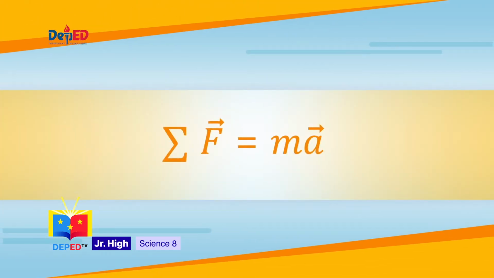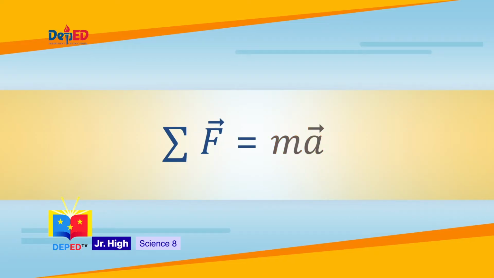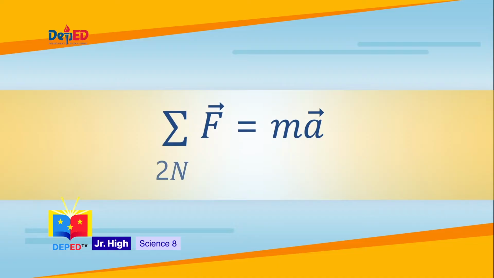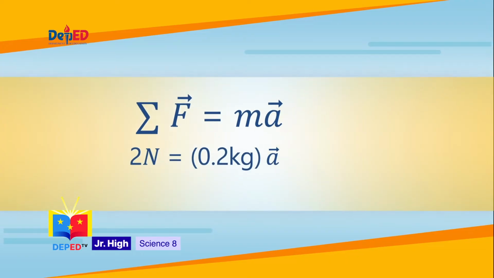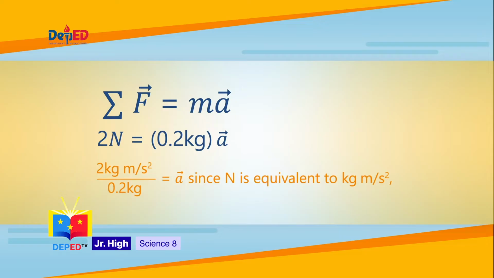After converting, let's solve for the acceleration. We first write the formula. Net force is equal to mass multiplied by acceleration. Force is given at 2 newtons. Then the mass at 0.2 kilogram. And since we are looking for the acceleration, we'll leave it as A. Next, we have to divide both sides of the equation by mass.